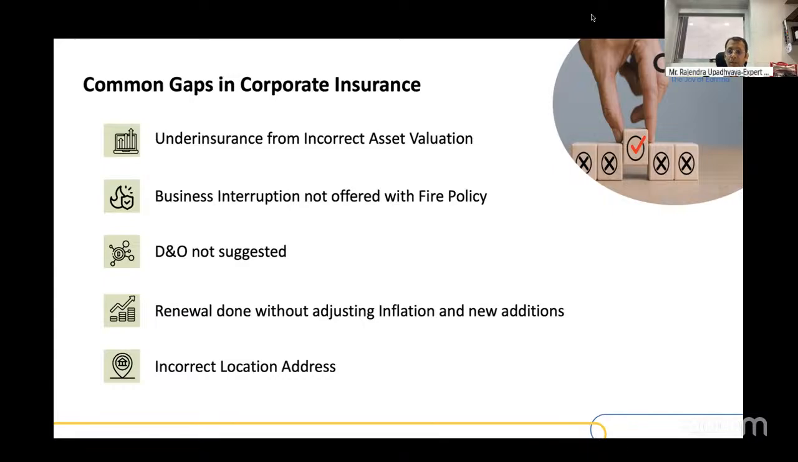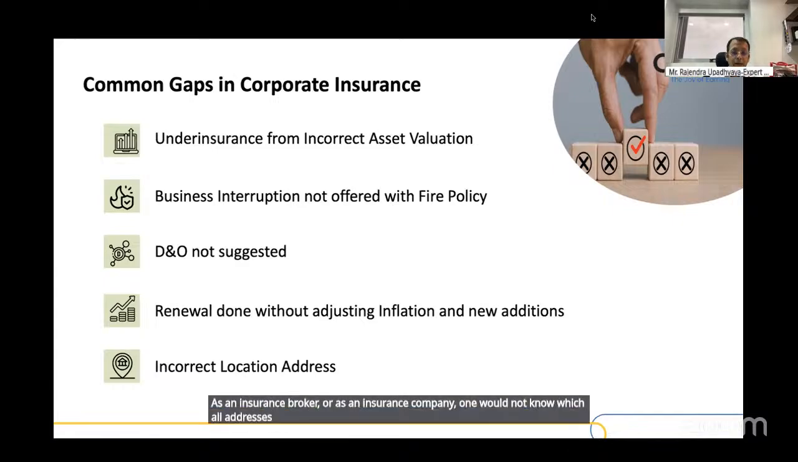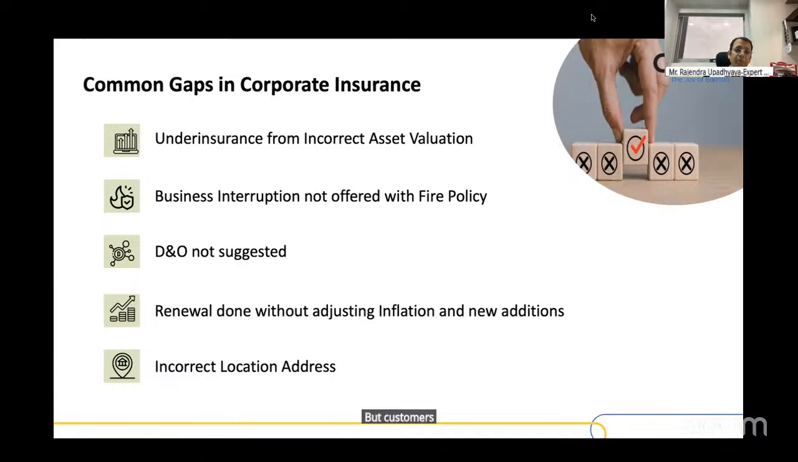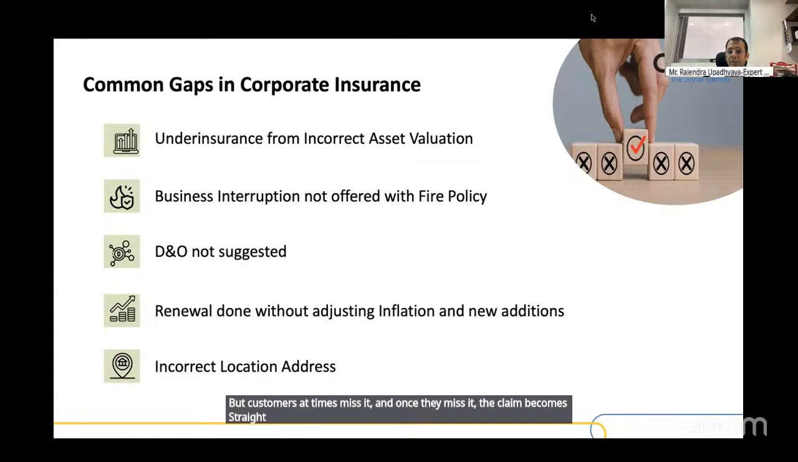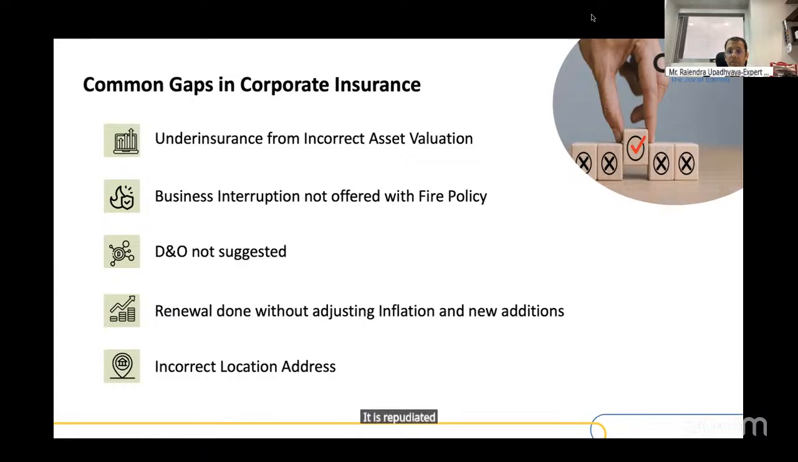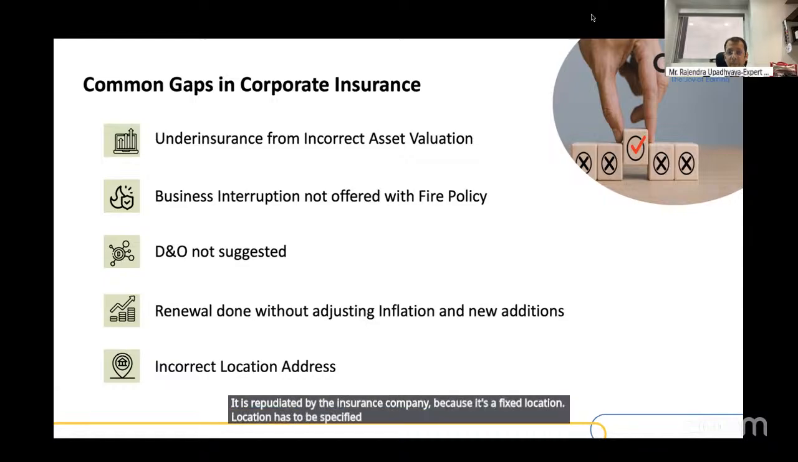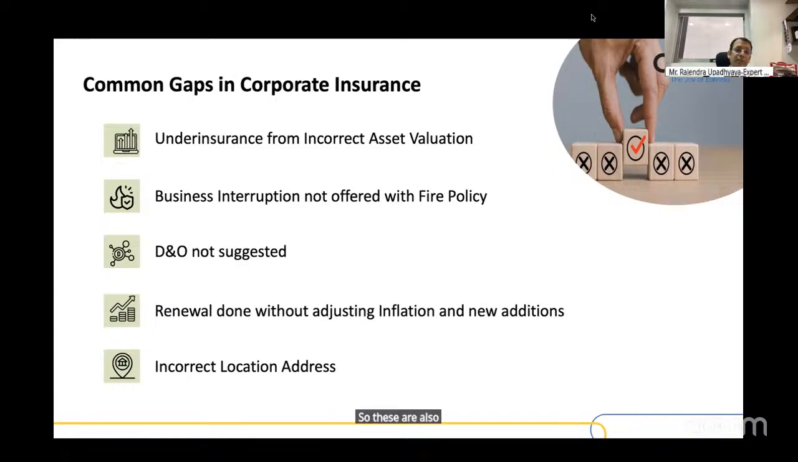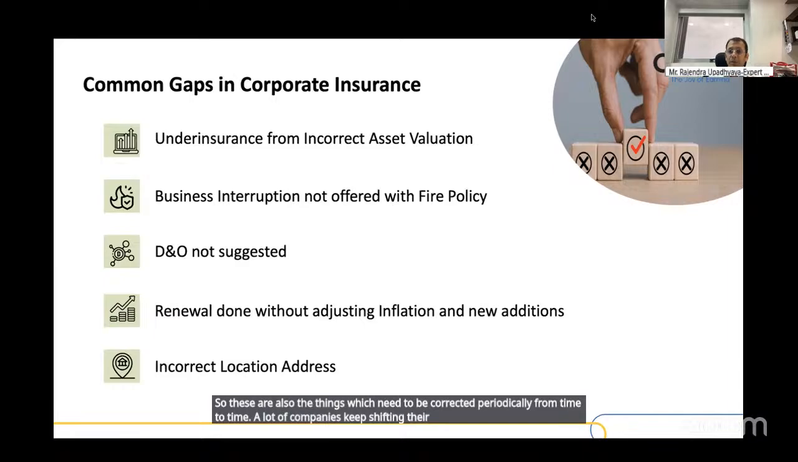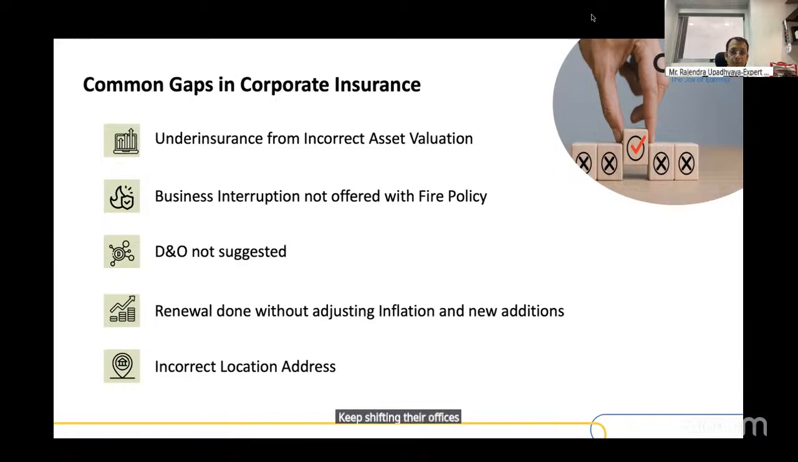As an insurance broker or as an insurance company, one would not know which all addresses have been covered. So it is the duty of the customer to declare. But customers at times miss it, and once they miss it, the claim is straight away denied. It is repudiated by the insurance company because it's a fixed location. The location has to be specified in this policy. So these are also things which need to be corrected periodically. A lot of companies keep shifting their godowns, keep shifting their offices, and therefore these policies also become important.